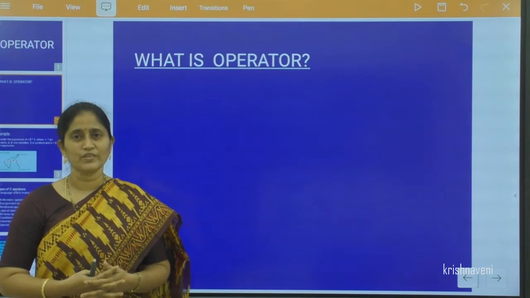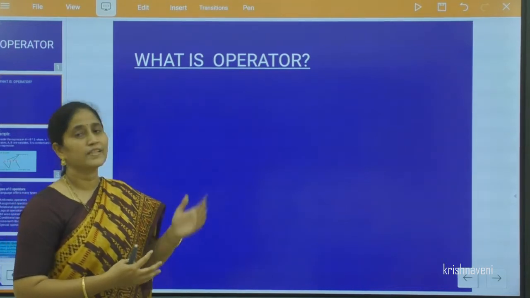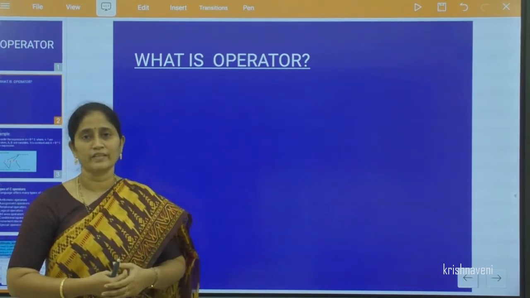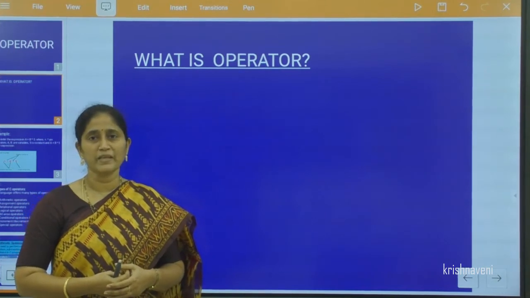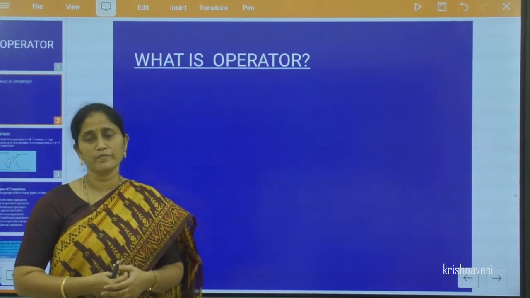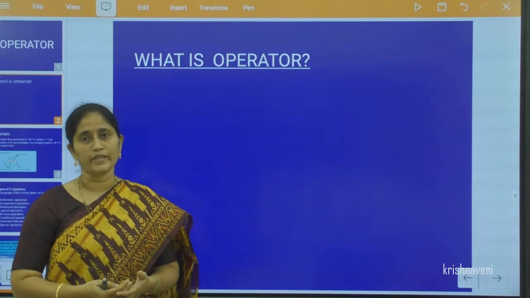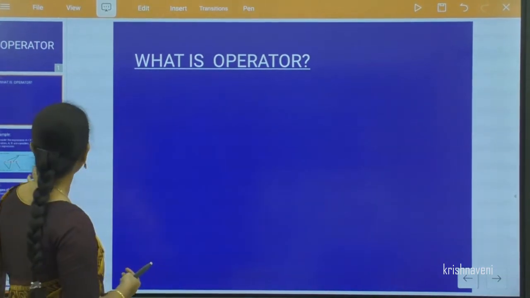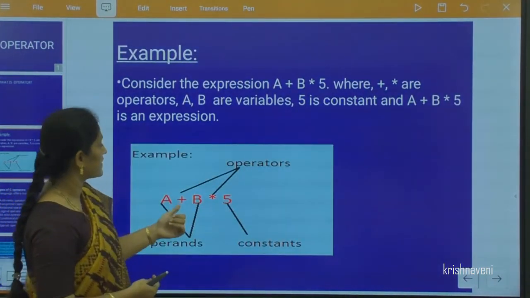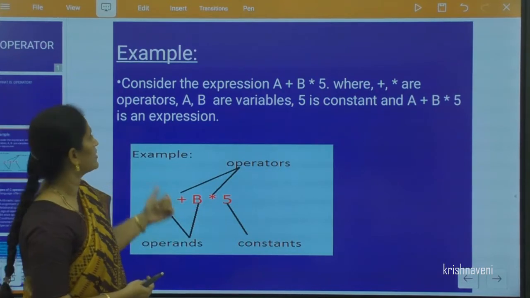Welcome to today's session. Today our topic is operators in C. So what is an operator? An operator is nothing but a symbol which is mainly used to perform some operations on operands. Let's see an example. Here in this example we are defining one expression. So that is the concept.